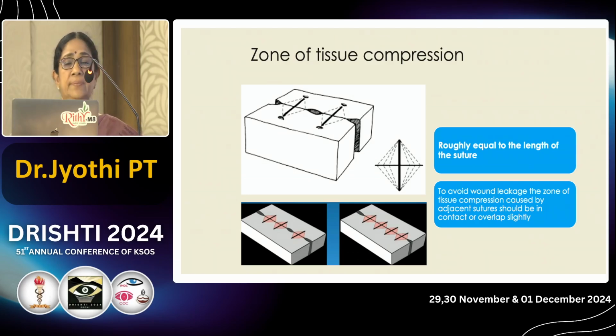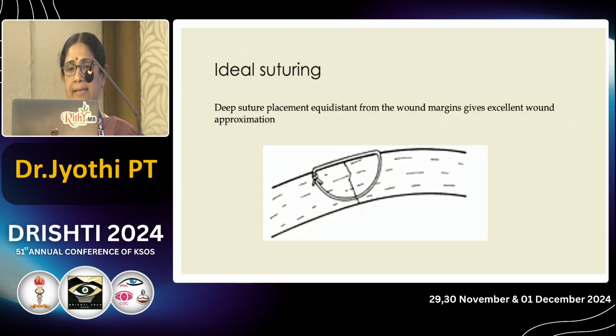Another important aspect is the zone of tissue compression, roughly equal to the length of the suture. To avoid wound leakage, the zone of tissue compression caused by adjacent sutures should be in contact or overlap slightly. Then in ideal suturing, the deep suture placement should be equidistant from the wound margins, which gives excellent wound approximation, except in oblique or shelving wounds.